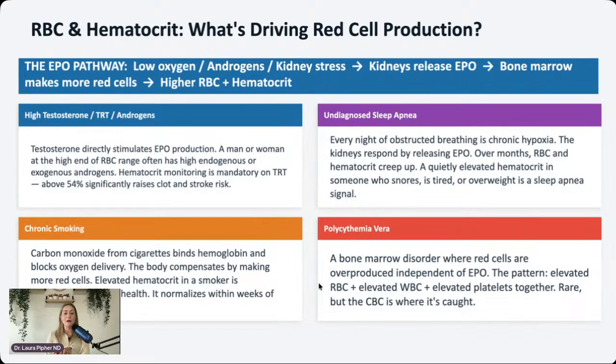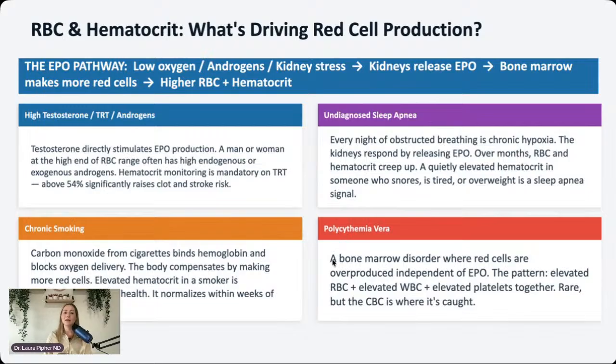So, for example, a man whose red cell count is constantly at the high end of normal or above normal is often producing a lot of testosterone. This is an indirect way that we can look at this. We also would want to be monitoring this on someone who is on testosterone replacement therapy.